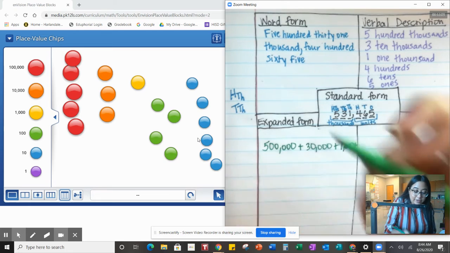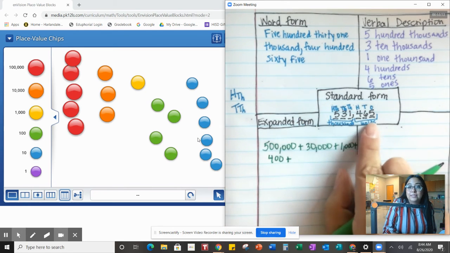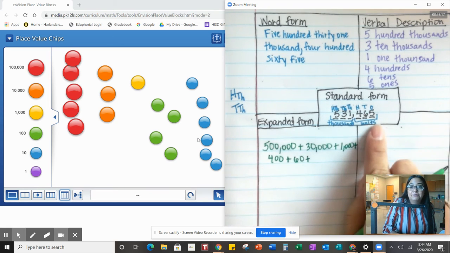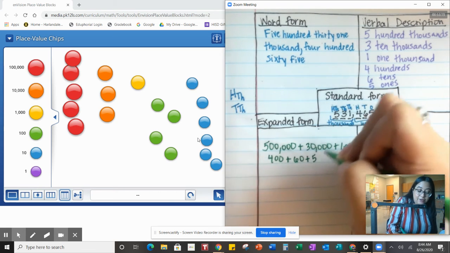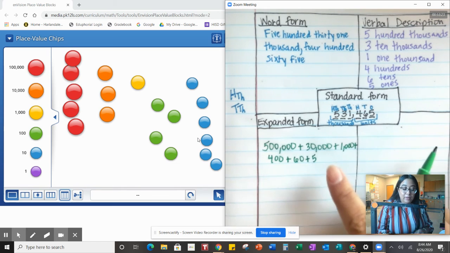Plus 4 in the hundreds place, which gives us a value of 400. Plus 6 in the tens place, which gives us a value of 60. Plus a 5 in the ones place, which gives us a value of 5. So that is my number in expanded form.